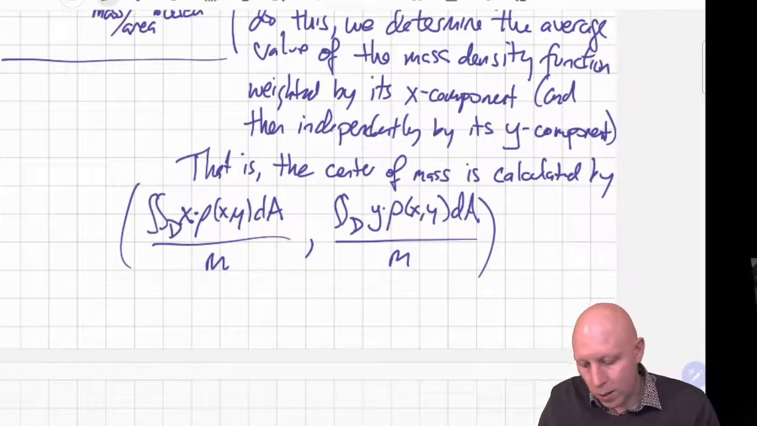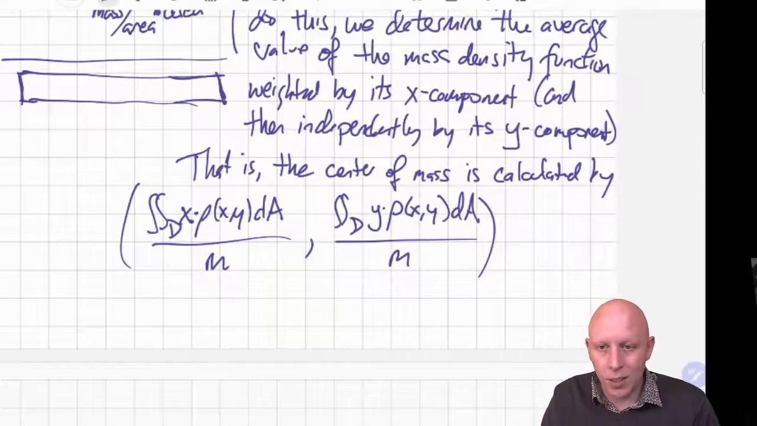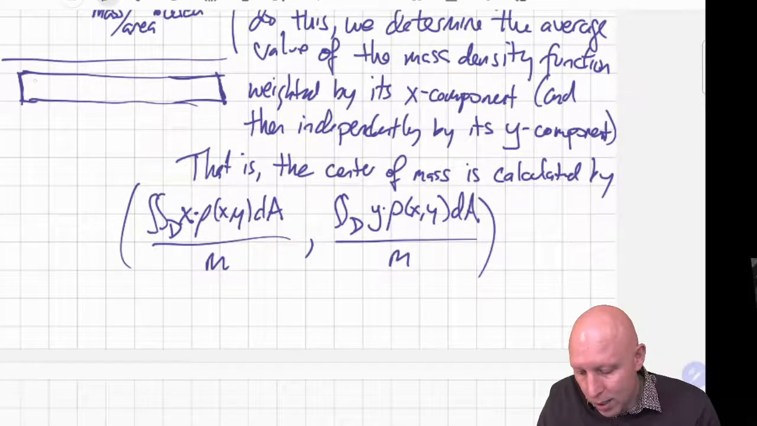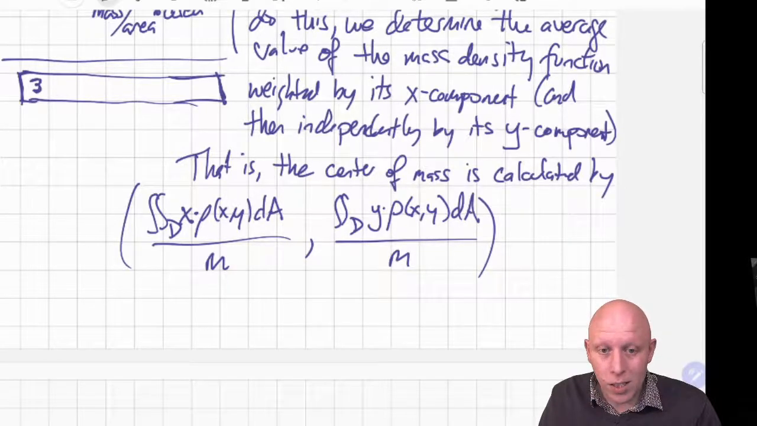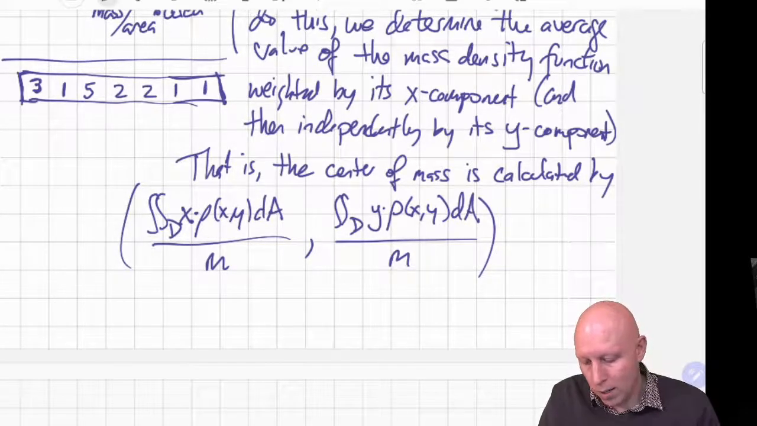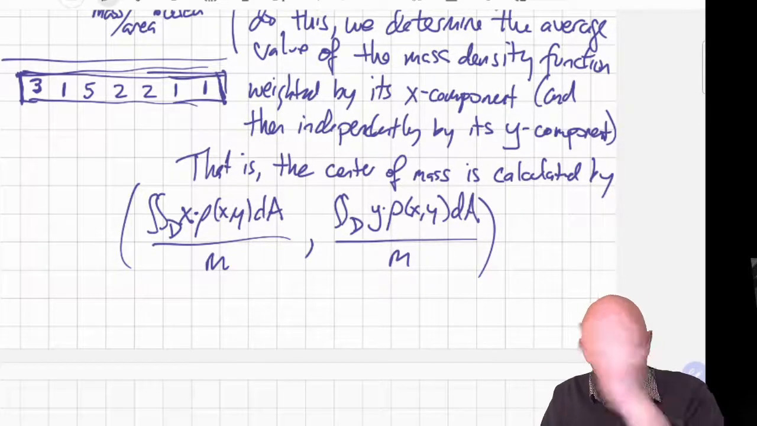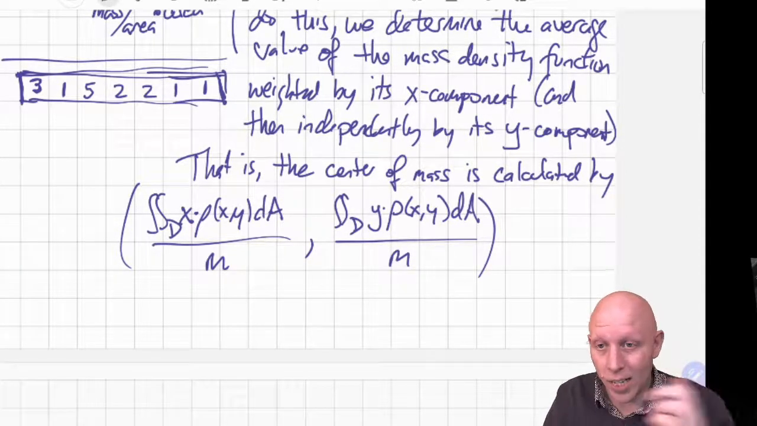So what we're doing here, let's do an example where we have a one-dimensional object. In this one-dimensional object, we have 3 units of mass here, 1 unit of mass here, 5 units of mass here, 2 units here, 2 units here, 1, 1. So we have an object that's super heavy in the middle and super light on the left-hand side, and super light on the right-hand side.